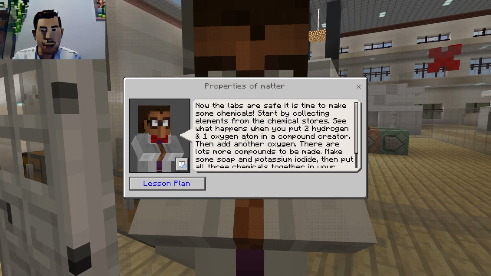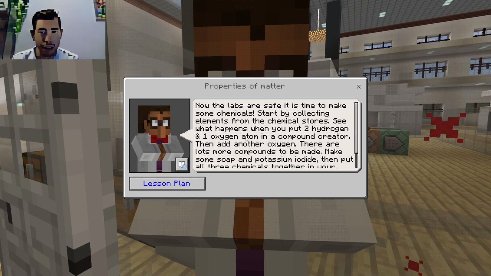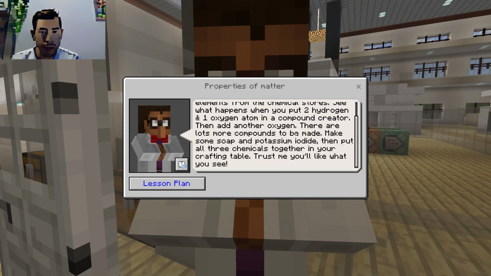Properties of matter. Now the labs are safe. It is time to make some chemicals. Start by collecting elements from the chemical stores. See what happens when you put 2 hydrogen and 1 oxygen atom in the compound creator. Then add another oxygen. There are lots more compounds to be made. Make some soap and potassium iodide. Then put all 3 chemicals together in your crafting table. Trust me, you will like what you will see.